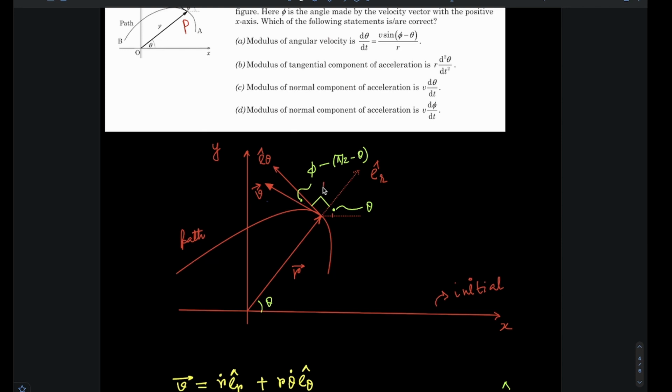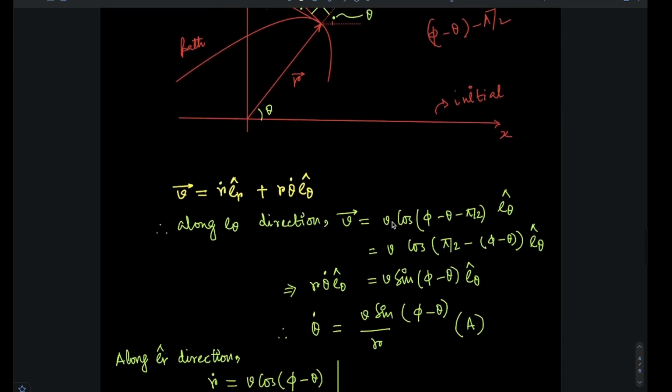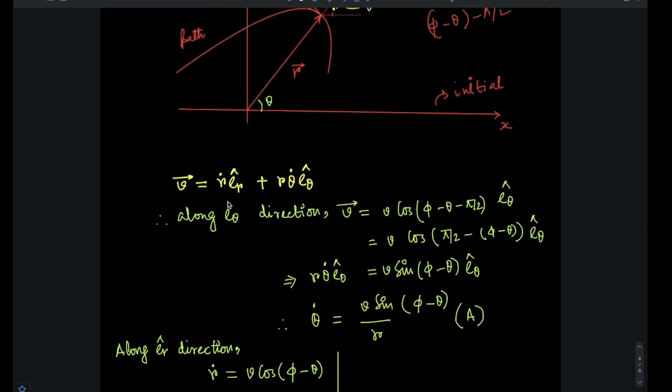This angle is pi by 2. So what will this angle be? This angle will be phi minus pi by 2 plus theta, and that is phi minus theta minus pi by 2. Along the e_theta direction, the component of v bar is v cos of (phi minus theta minus pi by 2), and this can also be written as pi by 2 minus (phi minus theta).